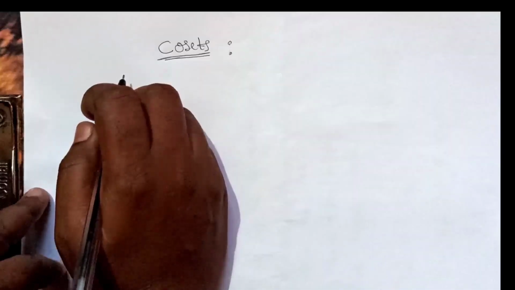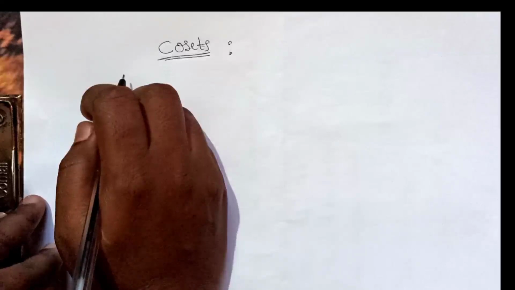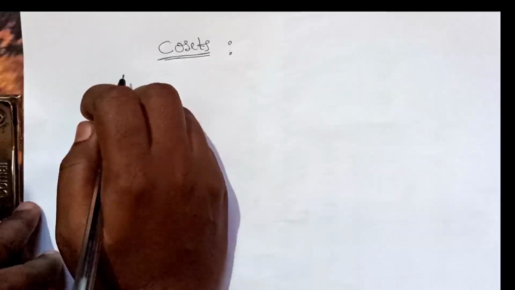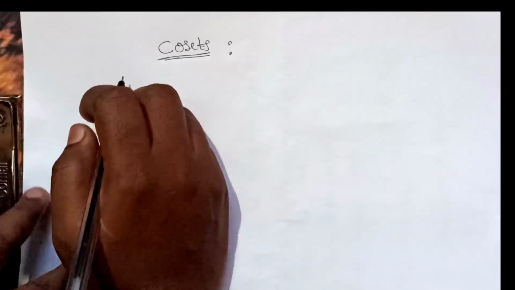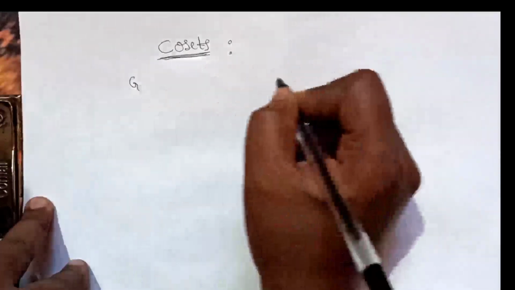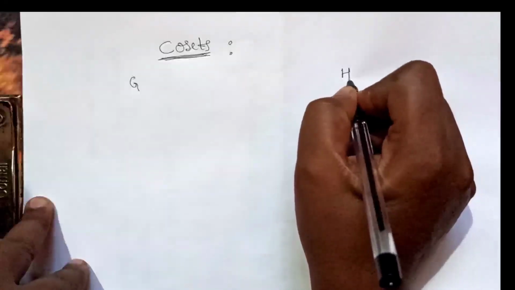Hello students, in the last class we studied cyclic groups, their properties, and also some examples of cyclic groups. So in today's class we shall study cosets. Cosets can be formed by using a group and a subgroup.